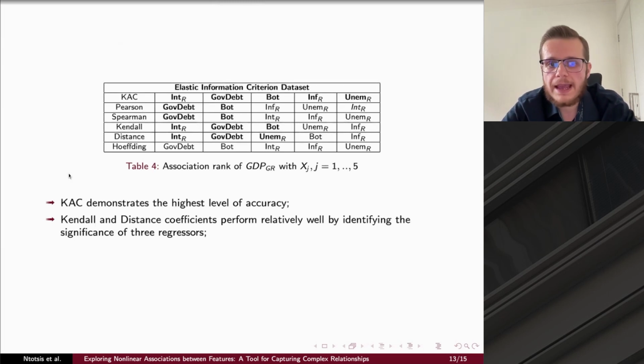As we can see here, KIC demonstrates the highest level of accuracy, which is the only one that managed to identify all five variables as statistically significant. We can also see that Kendall and distance coefficients perform relatively well, both by identifying the significance of 3 out of 5 regressors. So this is a very simple real case study. In the original paper, we have 5 different real case scenarios on top of the simulations that I presented earlier.